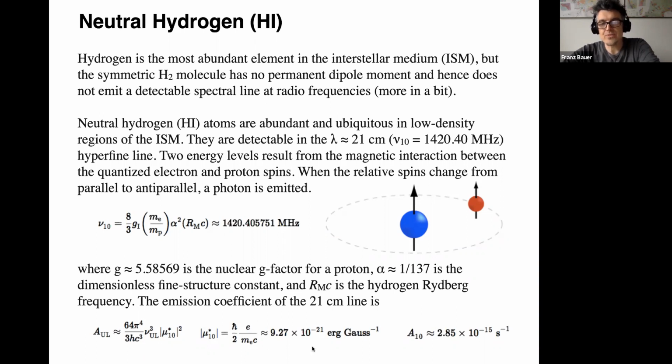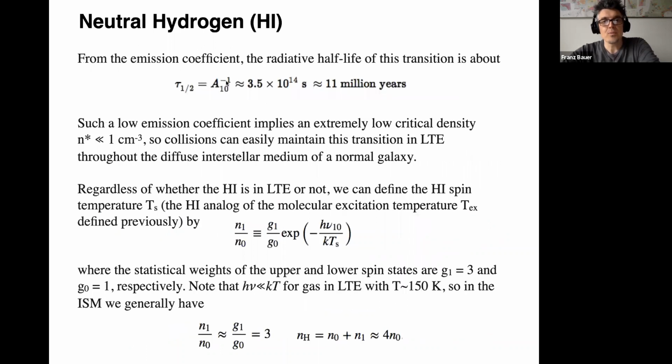It has a value which is relatively tiny. Then you have the frequency, and you just plug that in here and you can evaluate what this emission coefficient is. This emission coefficient turns out to be about 3 times 10 to the minus 15 per second. And so we can think about the half-life of this transition. The half-life is going to be the inverse of this emission coefficient, and the inverse of 10 to the minus 15 is a very large number.